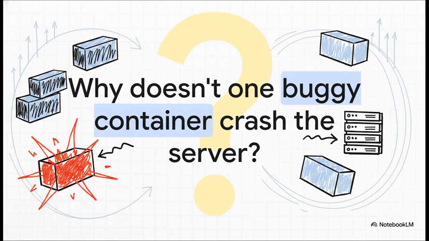To start us off, let me pose a scenario that probably sounds pretty familiar. Why doesn't one buggy container crash the whole server? Imagine you've got a server running, say, a dozen different containers. Suddenly, a nasty little bug in the code of just one of those containers causes its CPU usage to violently spike to 100%. Now, in a normal environment, that server would just choke, taking everything else down with it. Yet, incredibly, the other containers on that exact same host machine just keep humming along perfectly fine, completely unfazed. How is that level of isolation actually achieved?